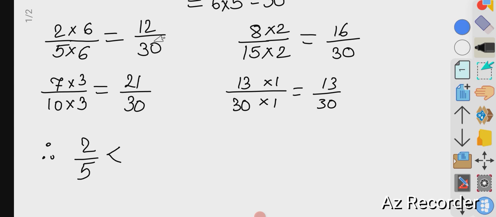Okay, so just bigger than 12 upon 30 is 13 upon 30, and actually 13 upon 30 is 13 upon 30. So we will write 13 upon 30.